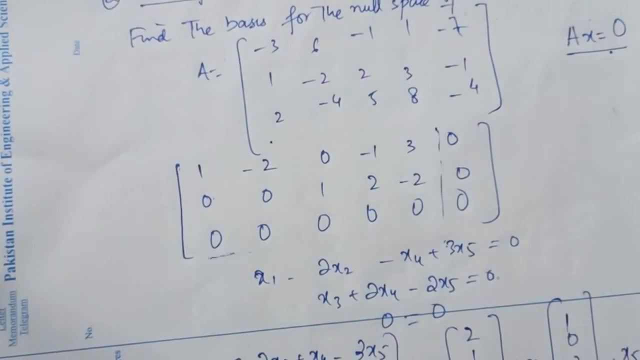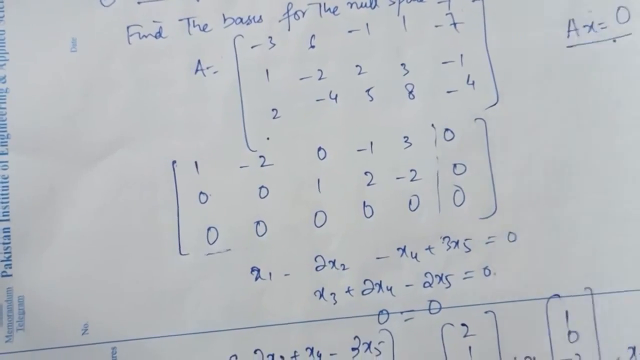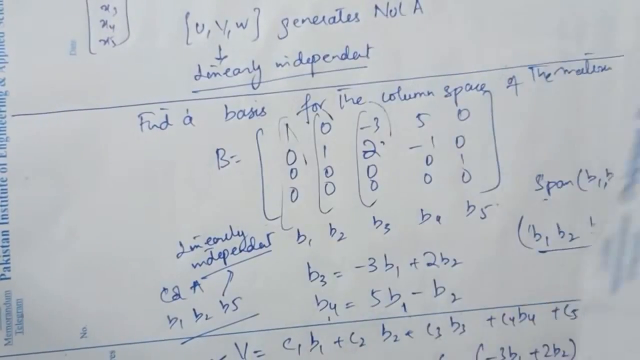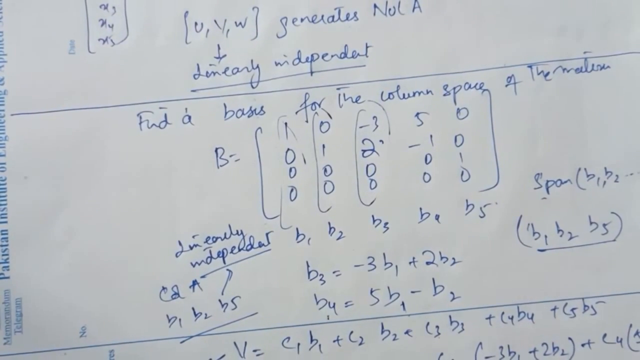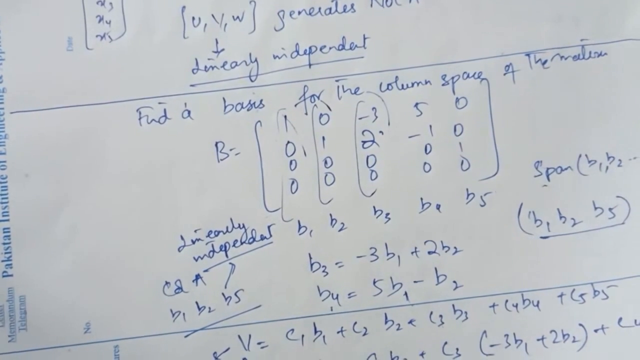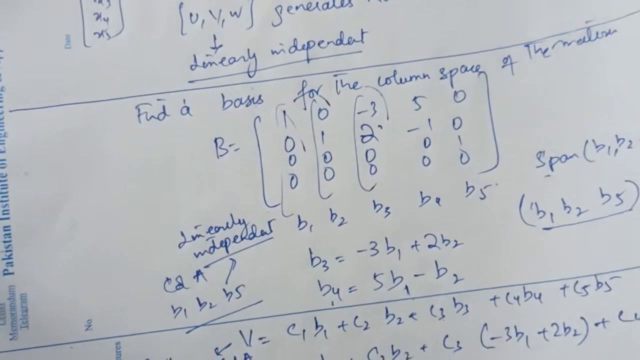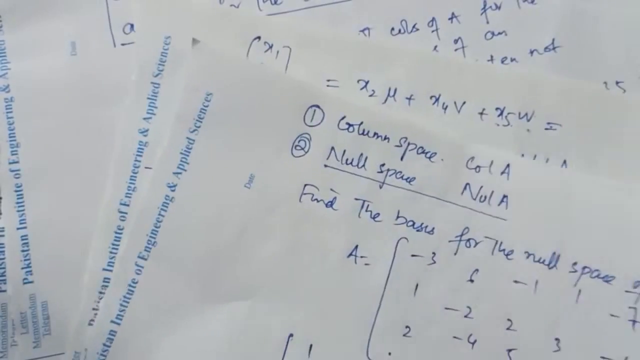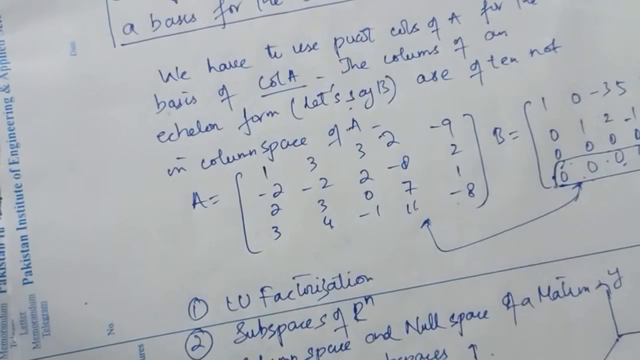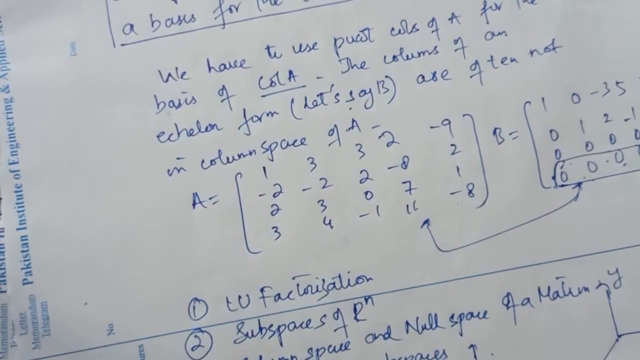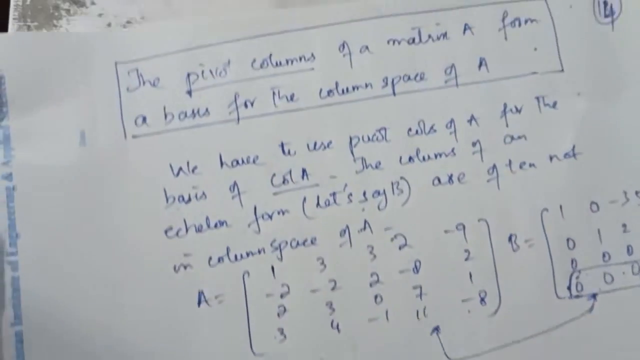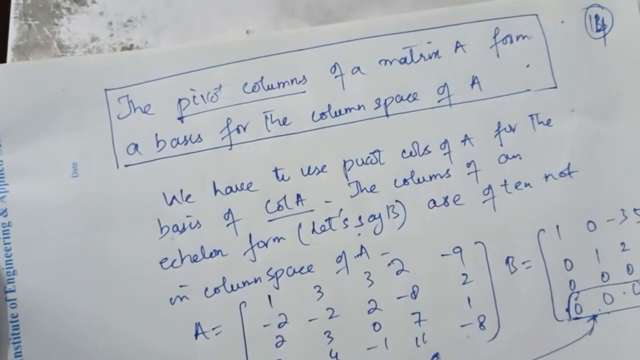Similarly, we did examples to find the basis of the null space and the column space, illustrating the concepts of the null space and the column space, how to calculate them, and how to find the basis for each. And the last point that we covered was that if you're trying to find the basis of the column space of A, we have to use the pivot columns of matrix A to form a basis for the column space of A.